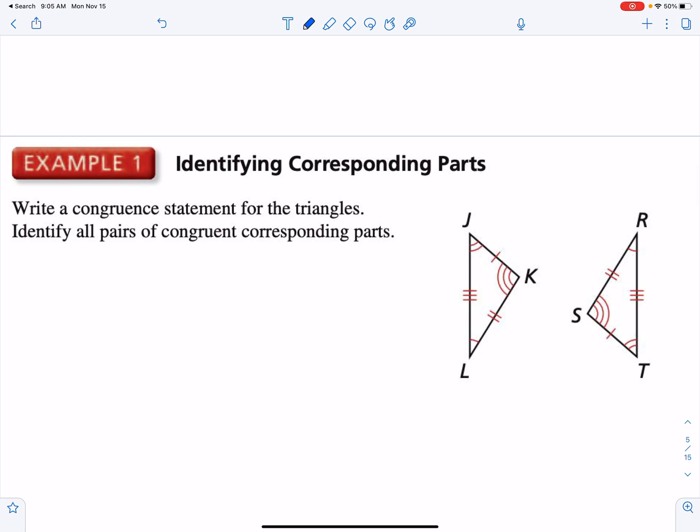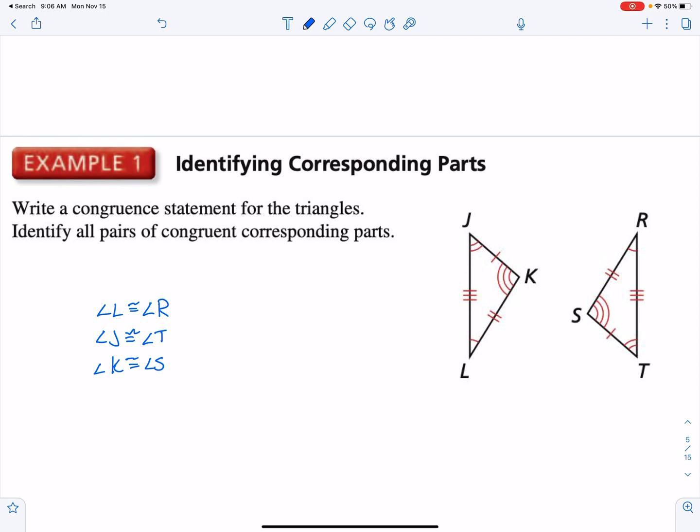Identifying the corresponding parts. So again, it says write a congruent statement for the triangles and identify all pairs of corresponding parts. So I like to start with the angles. So we'll go angle L should be congruent to angle R. The next one that has 2 arcs is angle J is congruent to angle T. And then the one that has 3 arcs, angle K, is congruent to angle S.